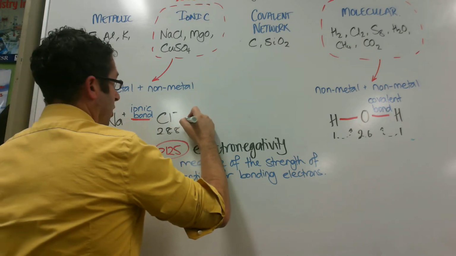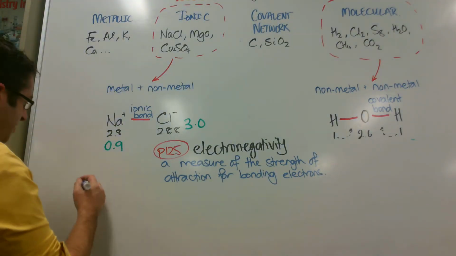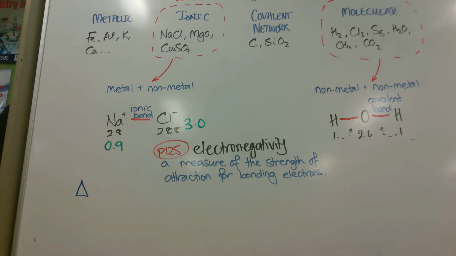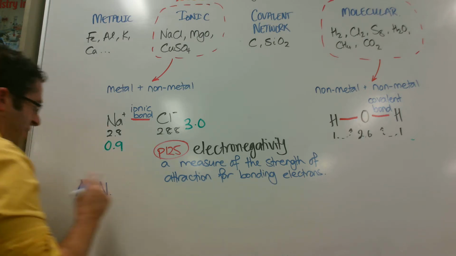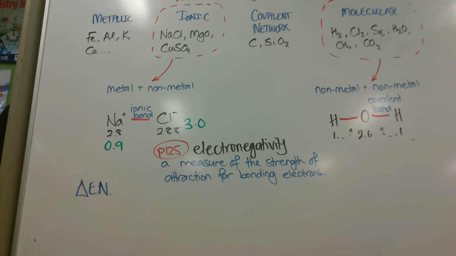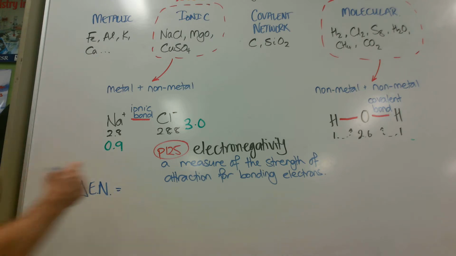3.0? Yeah. Okay. What is the difference between those two numbers? 2.1. Okay. So, sorry, a bit of maths coming in here. In maths, the little triangle is how we, without a computer, write delta, which means difference. Delta EN means the difference in electronegativity, which means the big one minus the little one. So the delta EN in this bond is 2.1.